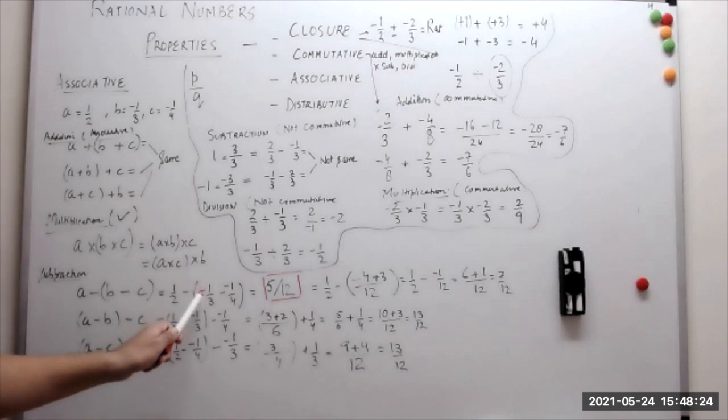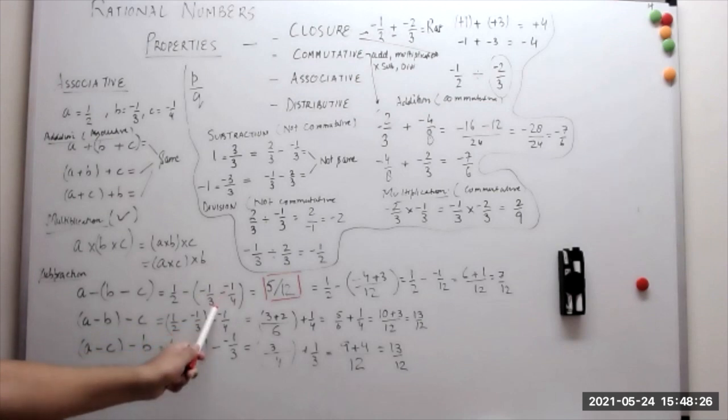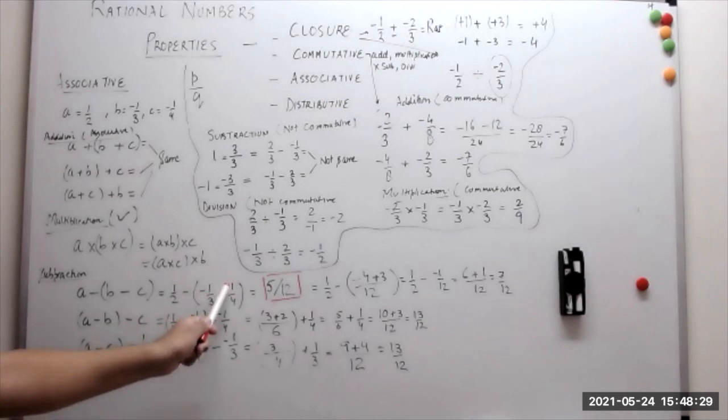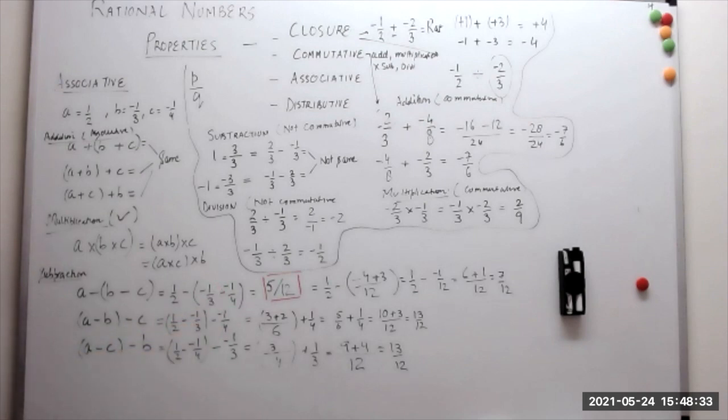So how we did it? We have to take it step by step. This negative and negative, if you remember, will turn into a positive value. Okay. I think so. That's what I'm getting here.